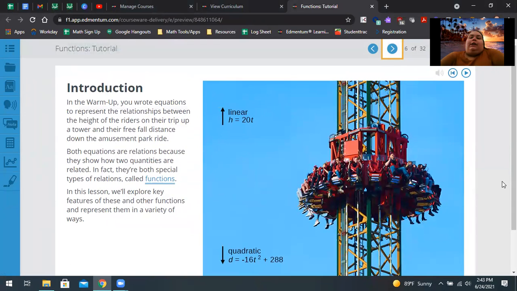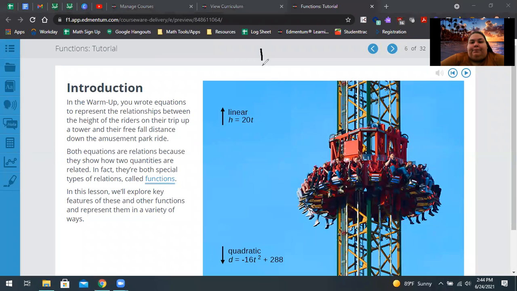So we are talking about two different functions here. The linear is just a line, any line that can be represented as a linear function. And then a quadratic function is a parabolic shape.